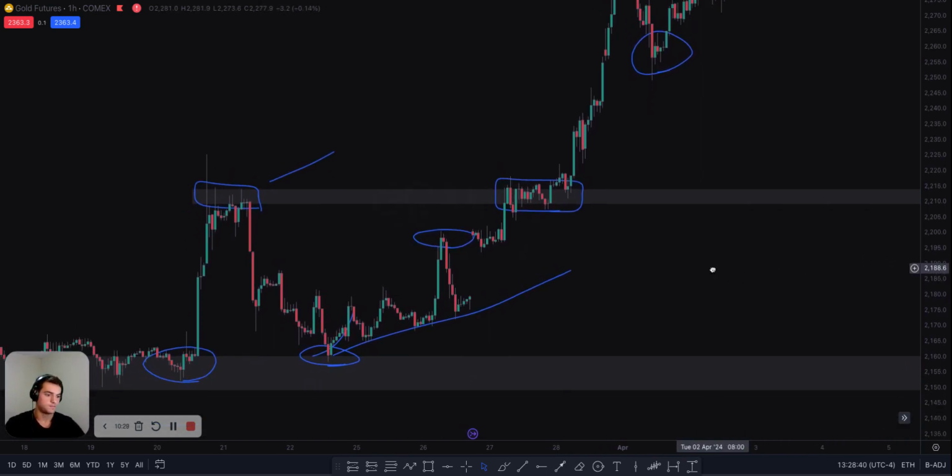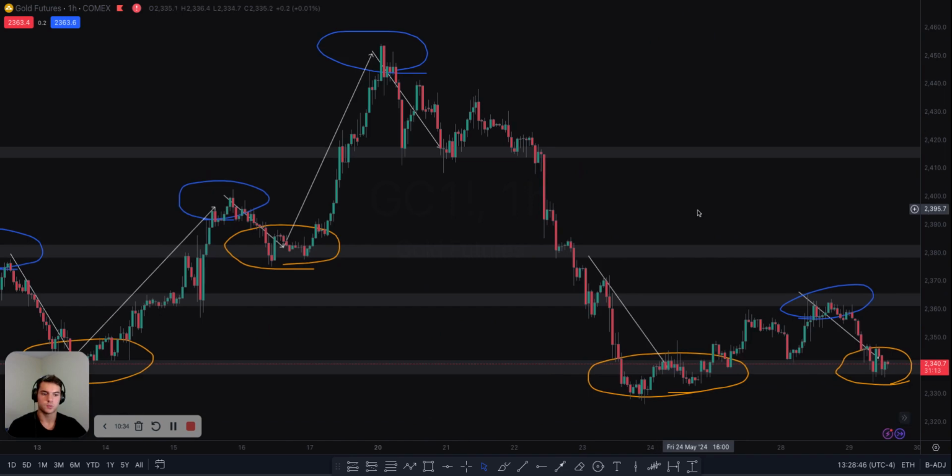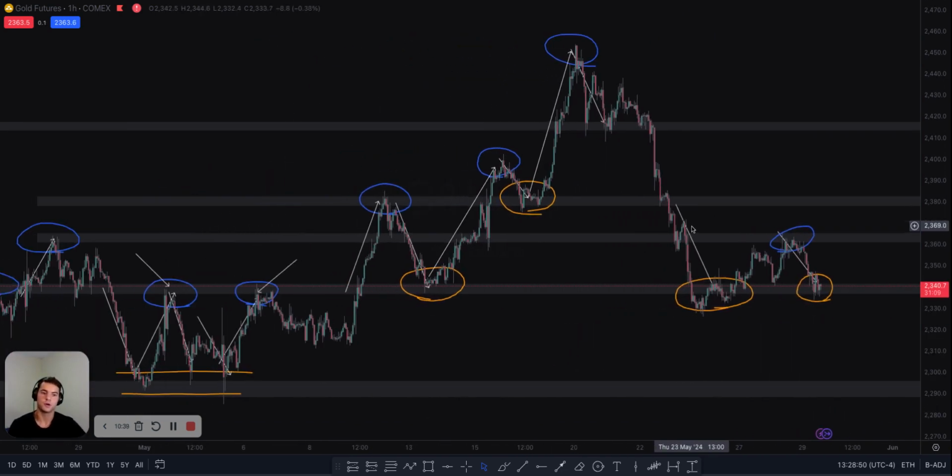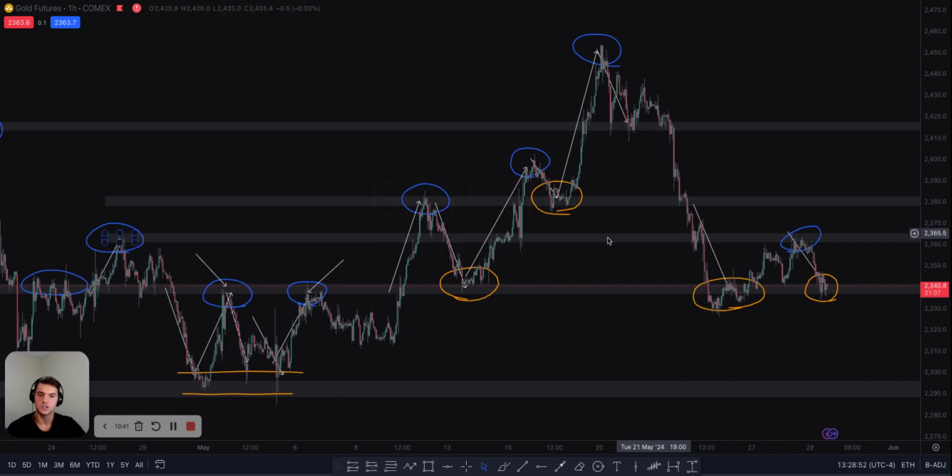And let me see. Yeah, so this is it for support and resistance. So remember that support is the floor, resistance is the ceiling.